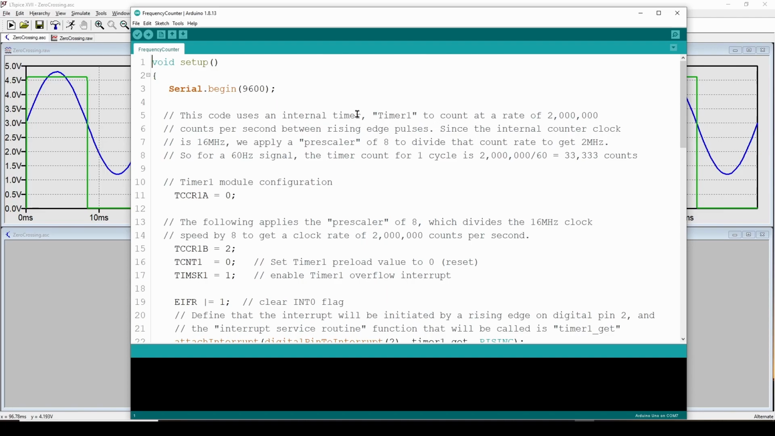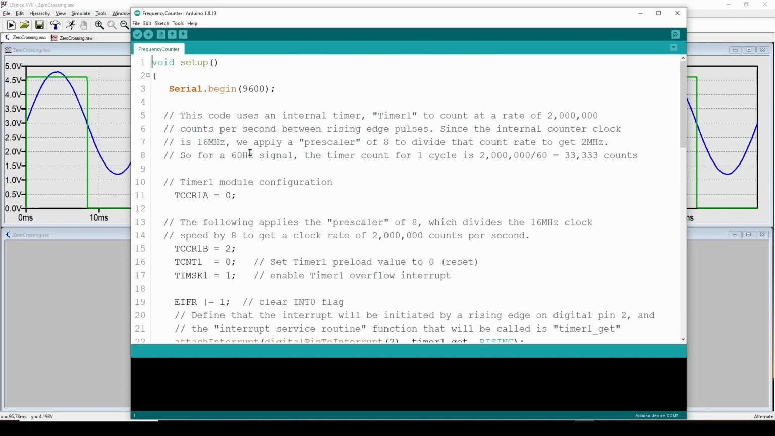So as you can read here, the code uses an internal timer, Timer1, and there are multiple timers in the Arduino, but we're going to use Timer1 to count at a rate of 2 million counts per second, or 2 megahertz, between rising edge pulses. Now, since the internal counter clock is 16 megahertz, we're going to apply what's called internally in the Arduino a prescaler of 8 to divide that 16 megahertz to get 2 megahertz.